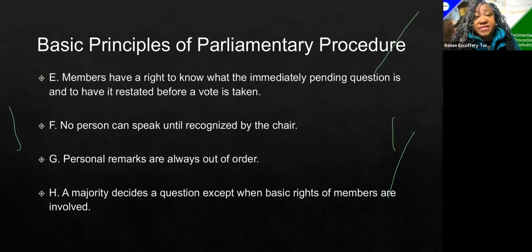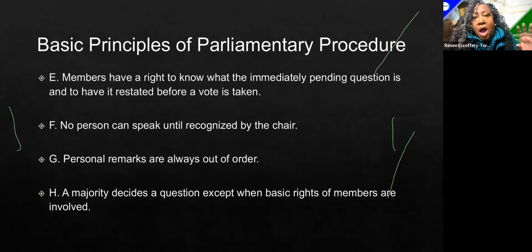A majority decides a question, except when basic rights of members are involved. A majority of those in the meeting decides a question, except when the basic rights of members are involved.